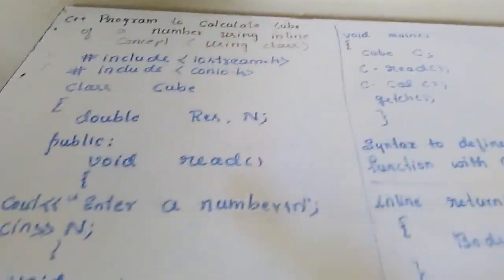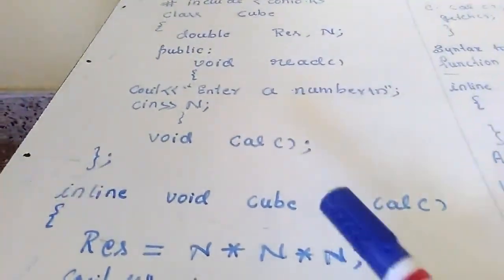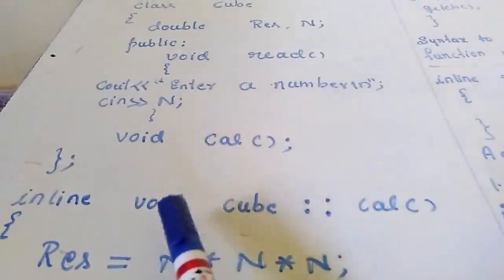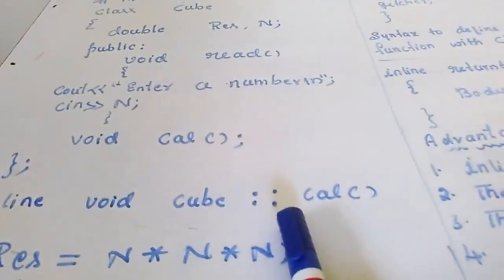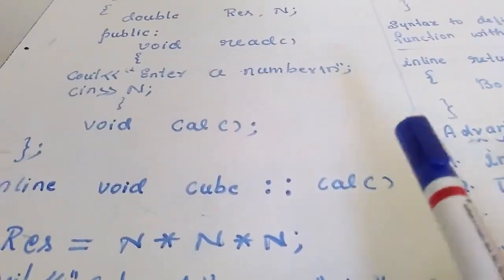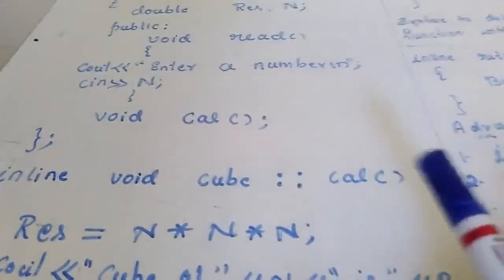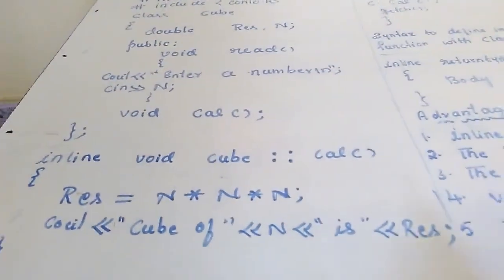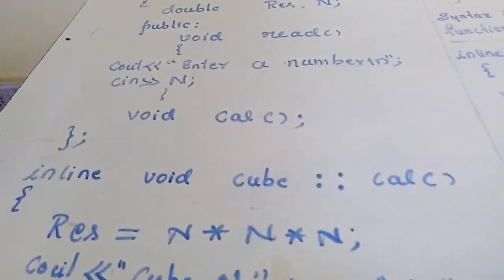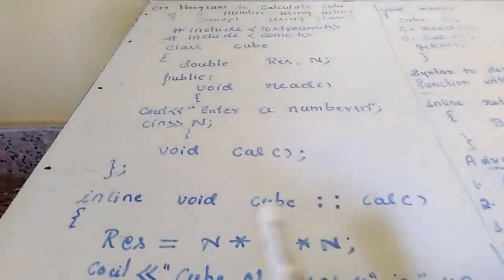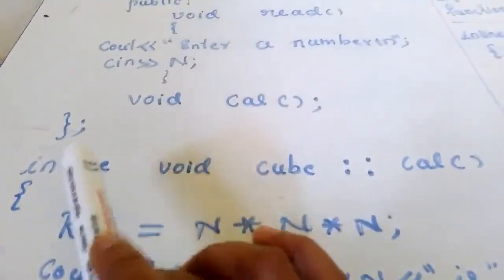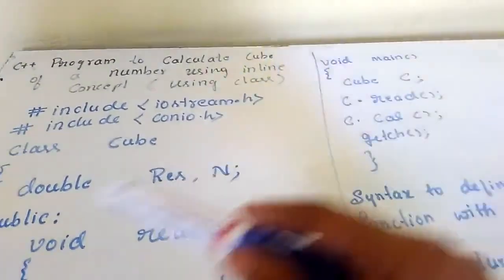This cal function I defined outside the class. You already know the rules for defining a member function outside the class: return type specifier, class name, scope resolution operator, function name, and argument declaration within parentheses if any argument is there. Otherwise, no arguments, so leave the parentheses empty. Then result is equal to n into n into n, the cube of a number, and from this function I am displaying. Are you understanding? This you already know. Before that you have to add the keyword inline. After execution it terminates the program.